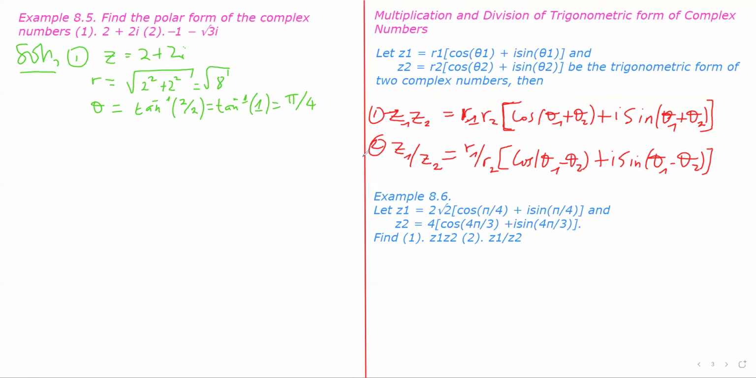Pi over 4. And this gives us our new z to be square root of 8, and then we have cos pi over 4 plus i sine pi over 4.